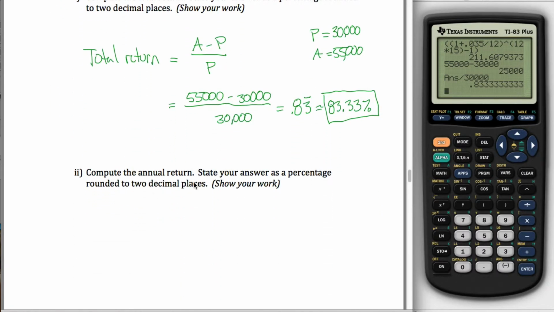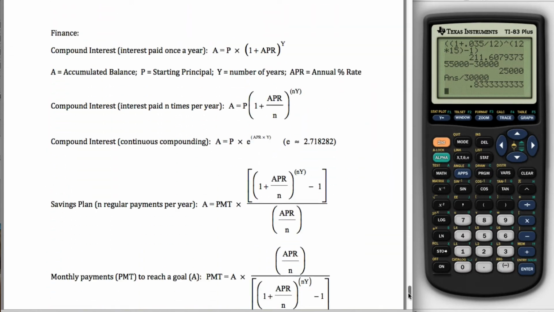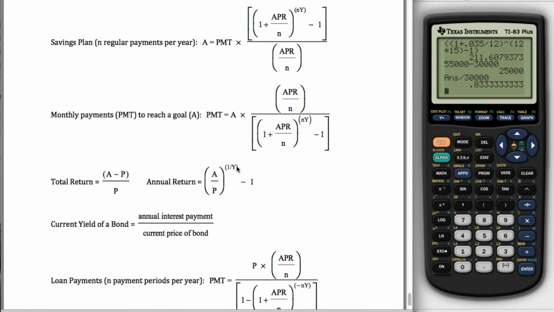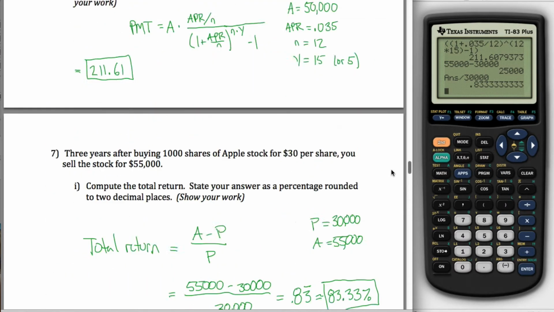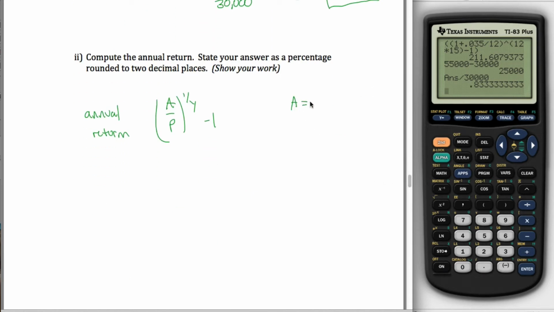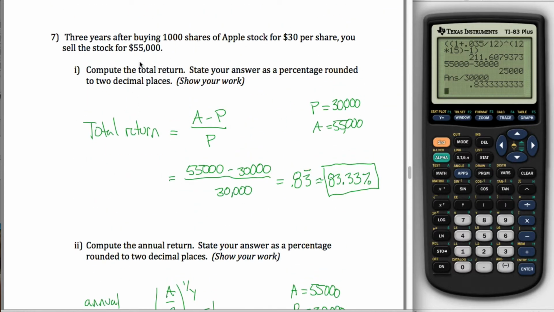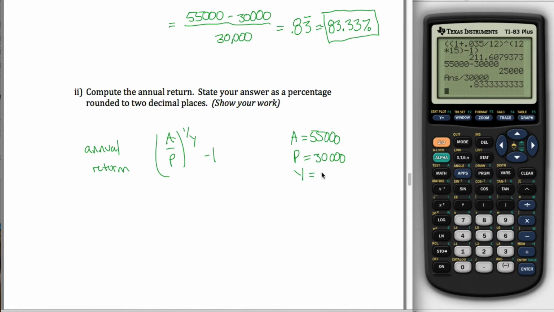Compute the annual return. State the answer as a percentage rounded to 2 decimal places again. All right, so for annual return, you need a different formula. It looks like this one, except now it's A divided by P, raised up to the 1 over Y minus 1. That's what we referenced earlier right here. So if you jot down this formula and tell me that the accumulated balance is 55,000 and that the original principal was 30,000 and that Y, how many years, was 3 years, so Y is 3.